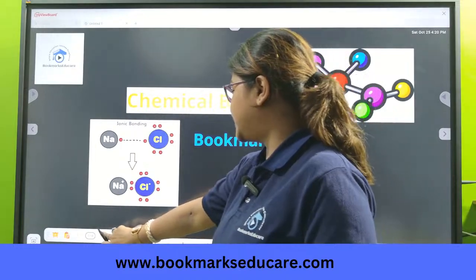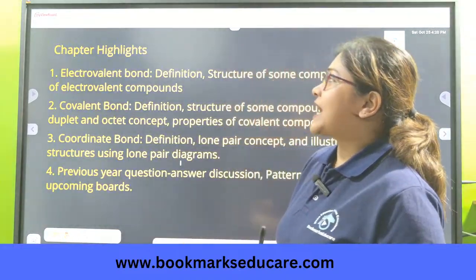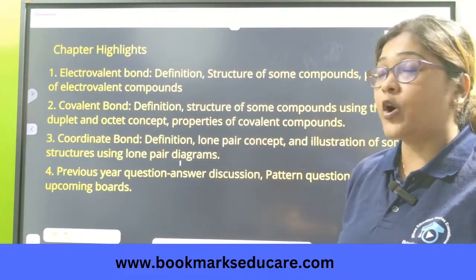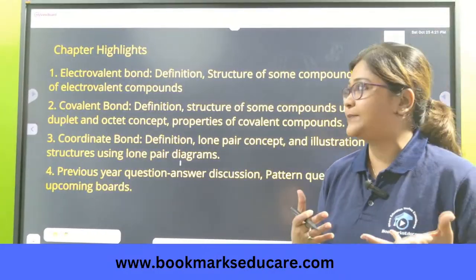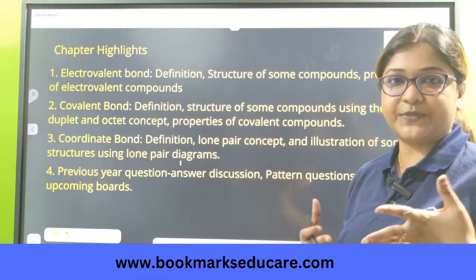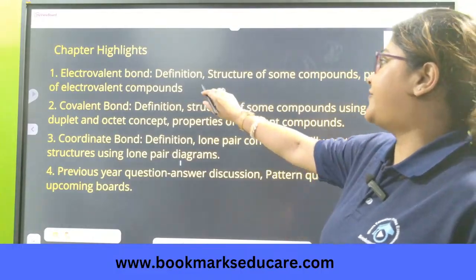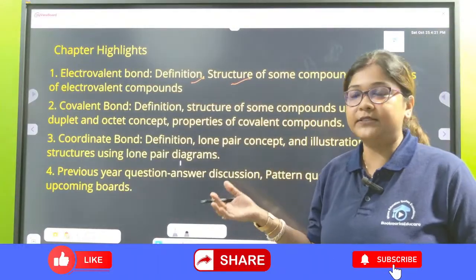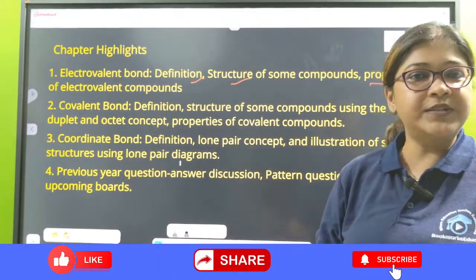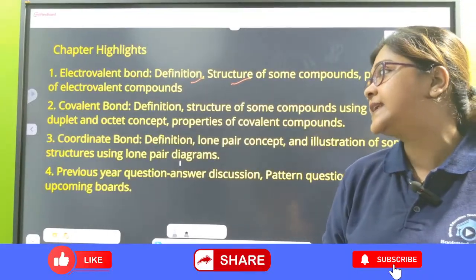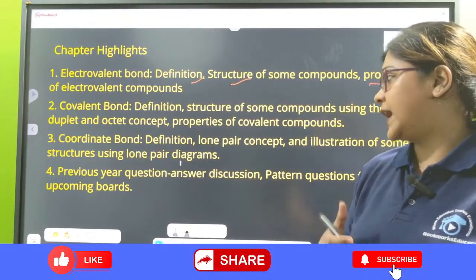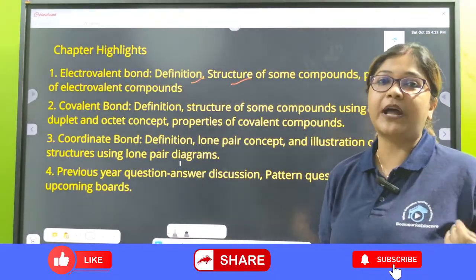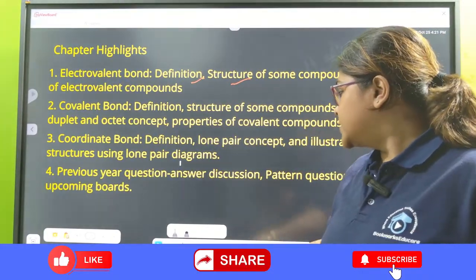So moving over to the next slide. The chapter highlights basically include the types of chemical bonding. What is chemical bonding? A brief concept about the atoms and the different types of chemical bonding, their definition, structures, some properties of electrovalent bond, covalent bond, coordinate bonds, their comparison of properties, some previous year question-answer discussion, and some model or pattern questions for your upcoming board exams.